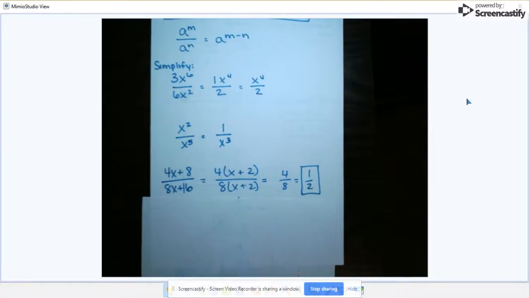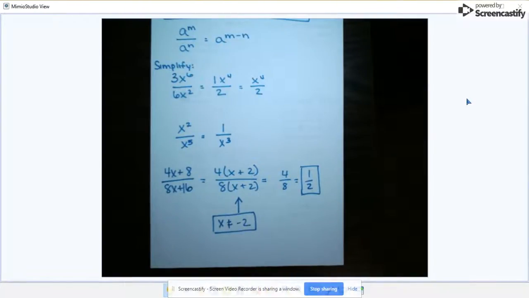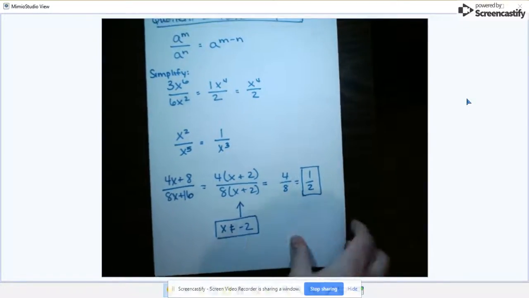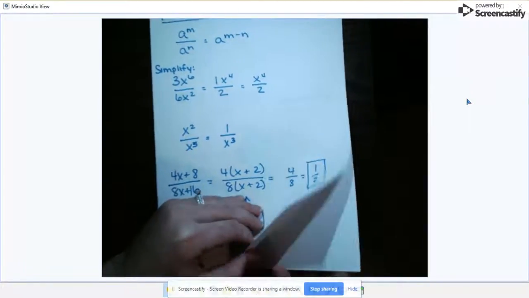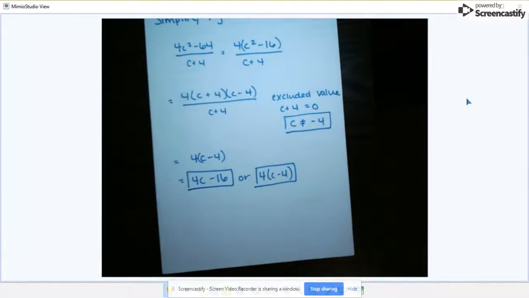When you go to state your excluded values, you have to go to your factored step. So we're going to go right here to state what our excluded value is. So I'm going to look at it. 8 will never be 0, so I can ignore that. But then I set x plus 2 equal to 0 and solve. So my excluded value is -2. Okay. Just some more examples.